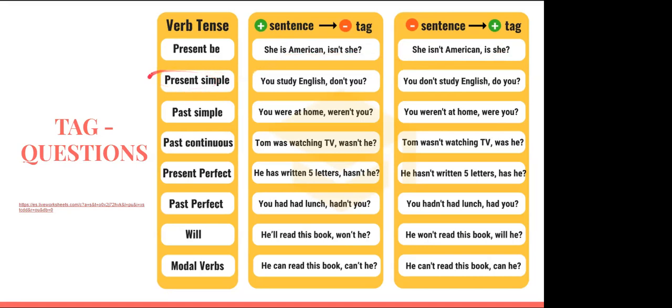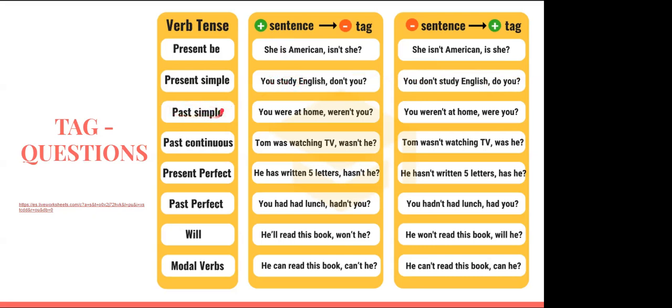Here, whenever we are talking about the simple present tense, we are going to use a verb. And of course, in the tag, we are going to use the auxiliary in the negative form. So, you study English, don't you? Don't forget about the comma. This is very important. Here again, we can have a negative statement and my tag must be affirmative. Always. You don't study English, do you? Here, as you can see, we're using both of the auxiliaries because we're beginning with a negative. But here, no, because we are beginning with an affirmative statement. That means an affirmative verb.